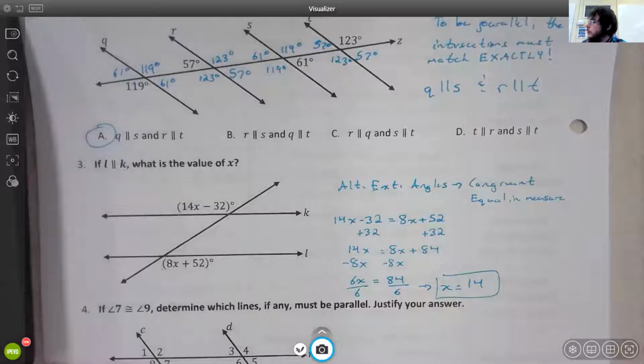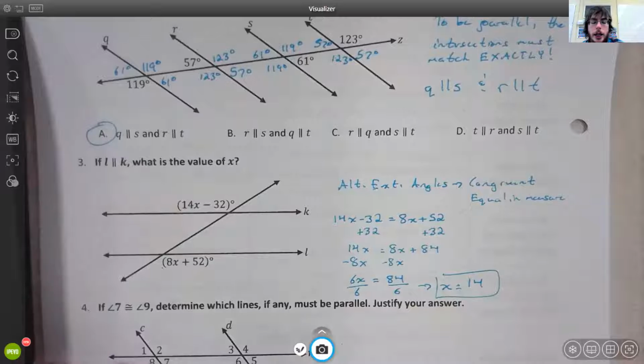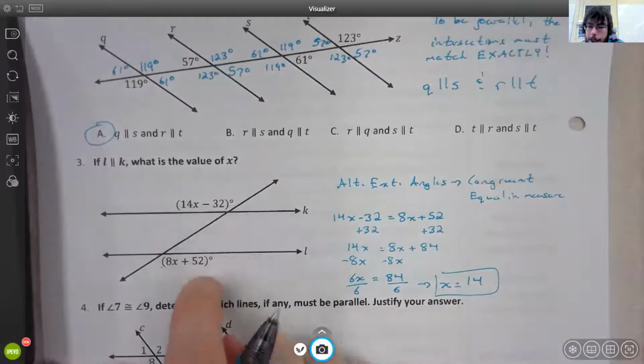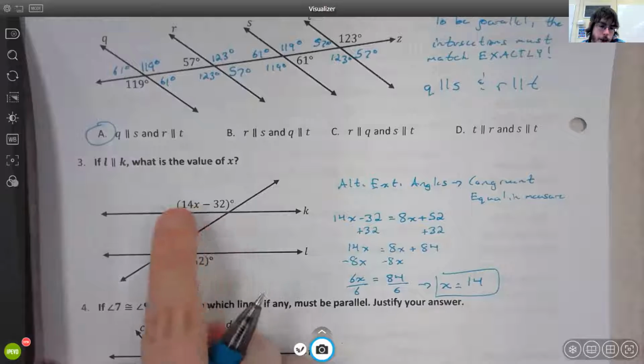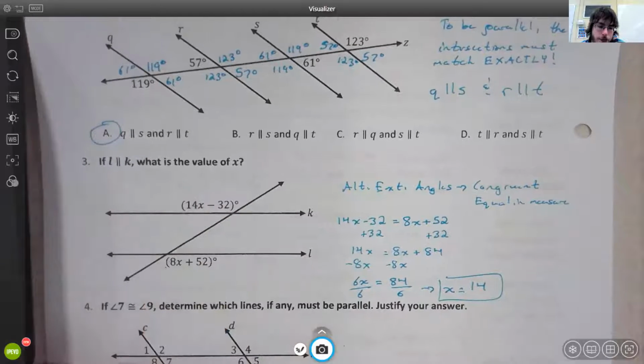Let me check one quick second. Yes, it is 14. Okay. You can also plug that back in. If you plug that back in, these two should be exactly the same, okay? Because we know they have to be congruent.